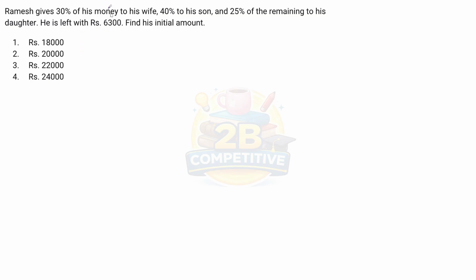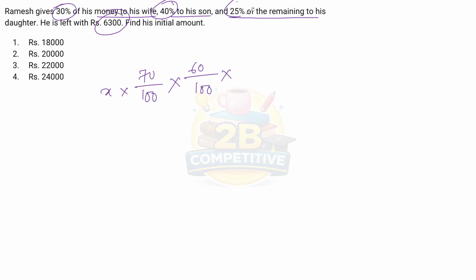Next, Ramesh gives 30% of his income to his wife, 40% to his son, and 25% of the remaining to his daughter. He is left with rupees 6300. Find the initial amount. So let's say Ramesh has X amount of money. He gives 30%, so the rest is 70. Now he gives 40%, so the rest is 60. And gives 25%, so the rest is 75. So all this equals 6300. Now solve this.